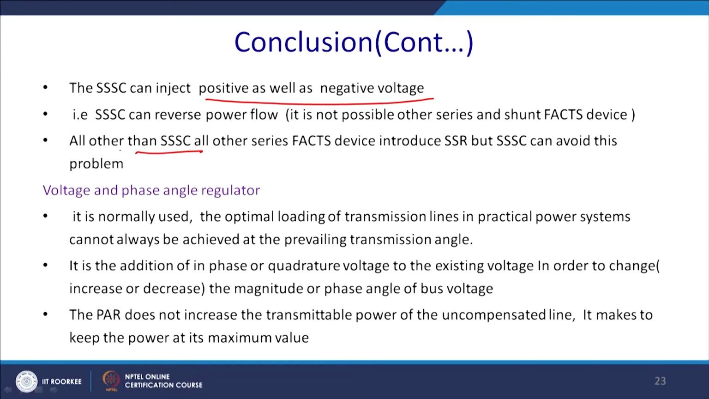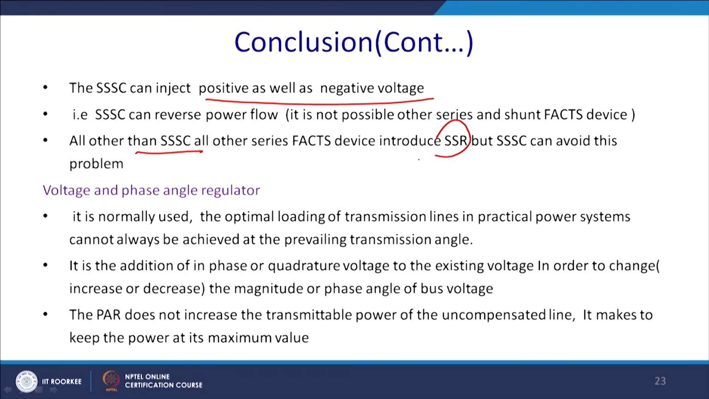All FACTS devices other than SSSC introduce subsynchronous resonance and the problem of subsynchronous oscillation. This problem is not at all there with SSSC, and thus no damping device is separately required to be placed.